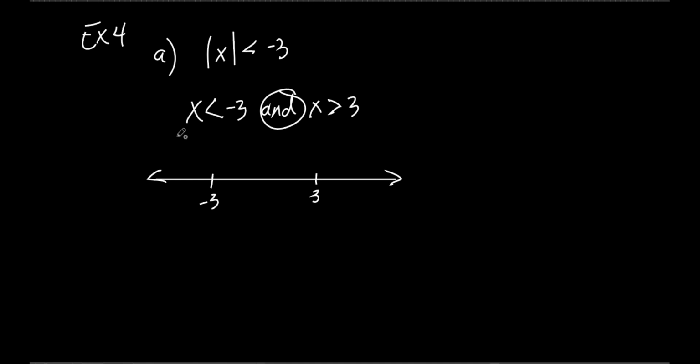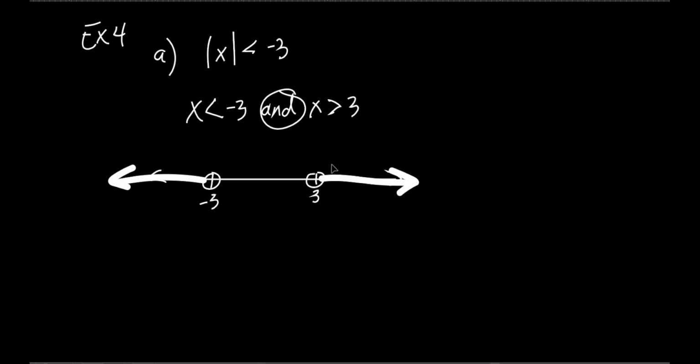There's a 3. What's this going to look like? X is less than negative 3. I'll just keep it the same color because of time. X is what? Greater than 3.